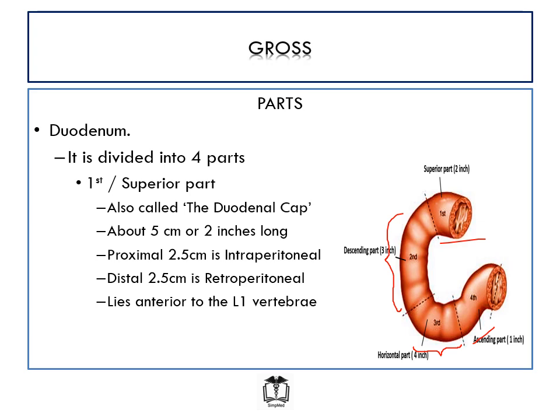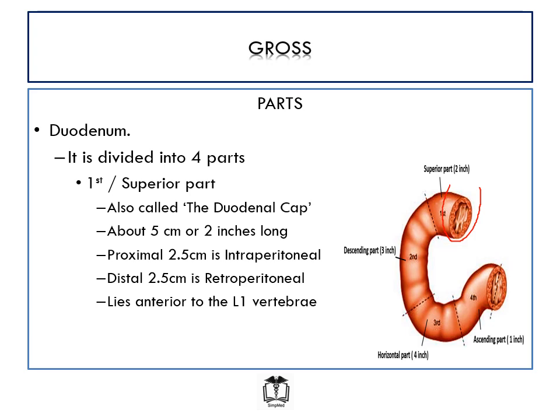Let's start with the first part of the duodenum. This part is known as the superior part. It is also called the duodenal cap or the duodenal bulb, and it measures about 5 centimeters out of the 25 centimeters of the length of the duodenum. This 5 centimeters also translates to about 2 inches in length. So if you take the first part of the duodenum, the proximal half of it, or proximal 2.5 centimeters, is said to be entirely intraperitoneal. And then the distal 2.5 centimeters of the duodenum is the aspect that is retroperitoneal, along with the rest of the duodenum. The first part of the duodenum lies anterior to the first lumbar vertebra.